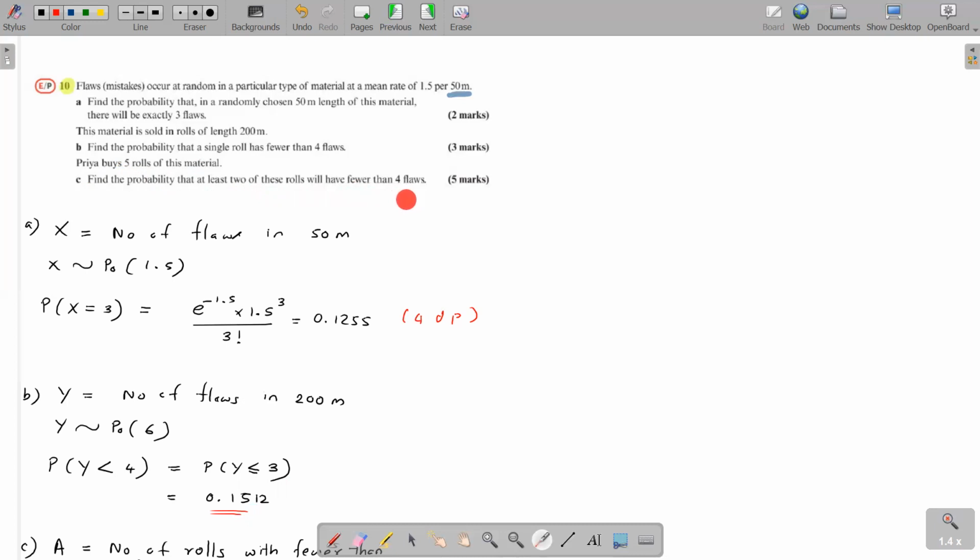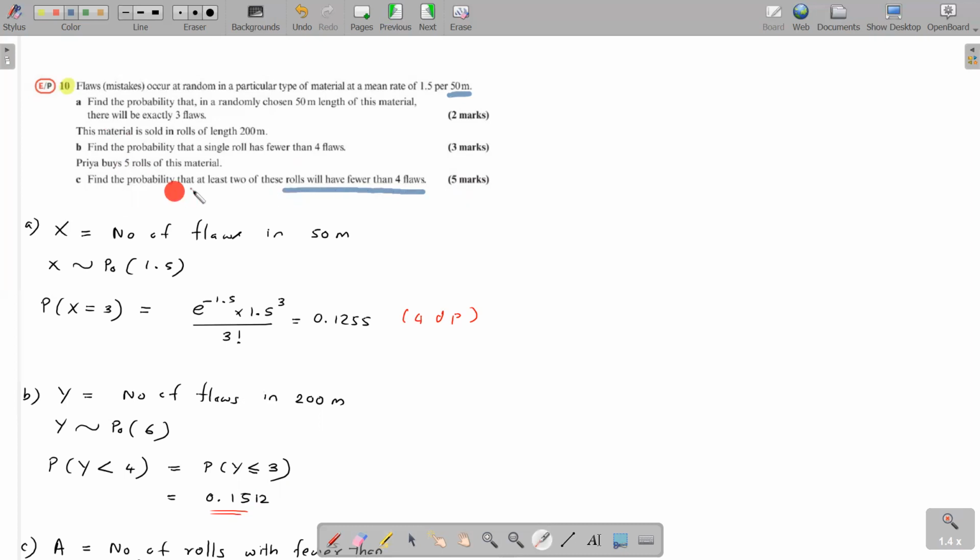Okay, guys. So this, you can see it's 5 marks and it might trip you up a little bit because, for one reason, we are going to involve a binomial distribution here. You might be wondering, how is a binomial distribution coming here? In a binomial distribution, you have a fixed number of trials, and your random variable gives you the number of successes, right? So here, I'm going to define my successes as the number of rolls that have fewer than 4 flaws, because that's what I want to find, right?